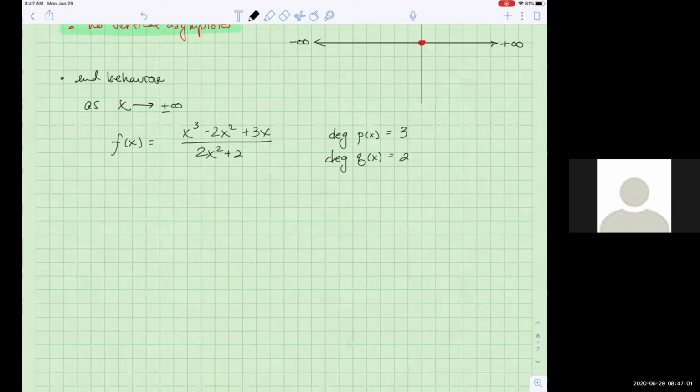So one of our rules that we talked about last week was if the degree of p of x is greater than the degree of q of x, there is no horizontal asymptote. Instead, this result means that there's what's called a slant asymptote.